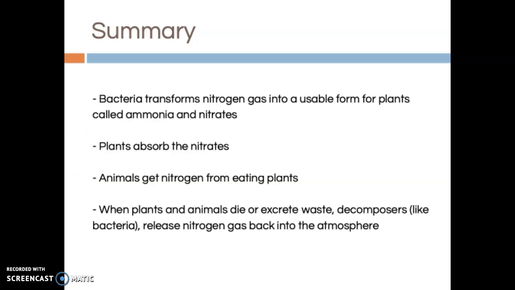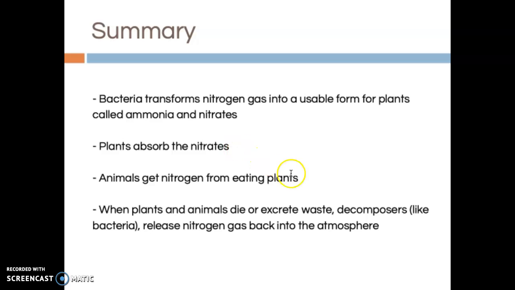So just to kind of recap the nitrogen cycle, some important parts to remember. We need bacteria to transform the nitrogen gas in the atmosphere into a usable form for plants. So we take nitrogen gas, which is N2, and it gets converted into either ammonia or nitrates. Plants are going to absorb the nitrates, and they can use them, make them into whatever parts of their cells they need, their DNA or protein.